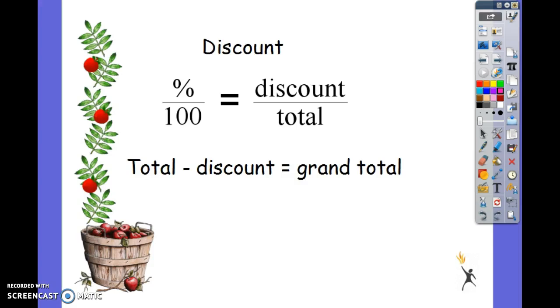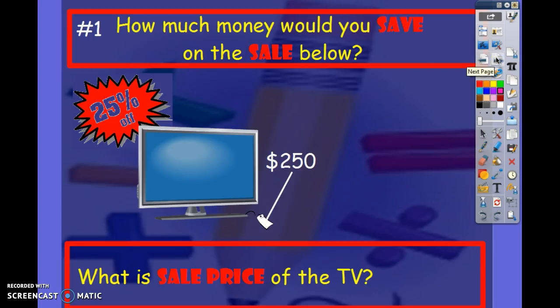Today we're going to be talking about discounts, sales tax, and commission. So you want to make sure that you have your percent foldable handy. When you do a discount, you have percent over 100 equals discount over total. And then when you get your total, it's total minus the discount is going to be equal to your grand total.